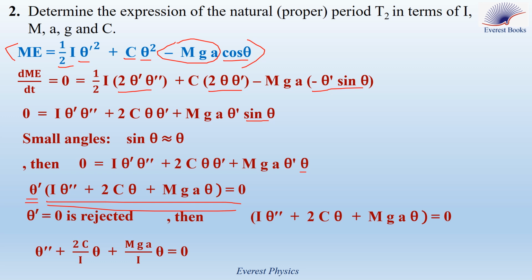This is going to be theta double prime plus 2c theta over I plus mga theta over I is equal to 0. Take the common denominator of these two fractions. This is going to be theta double prime plus (2c plus mga) over I, into theta, is equal to 0. This is our differential equation.